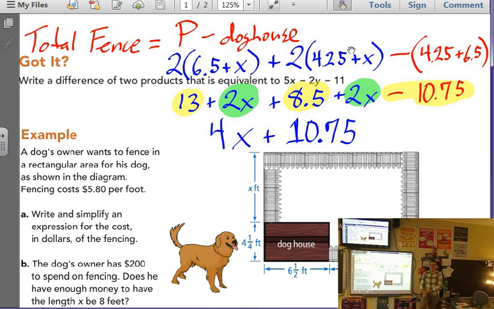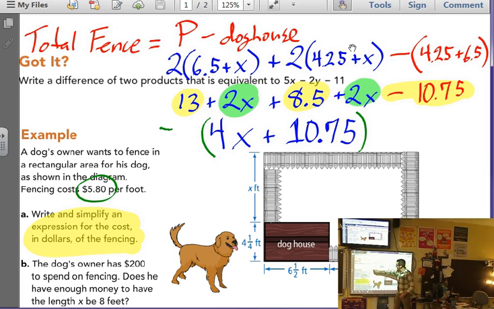This is just the fence distance. If we want to talk about the cost, what do I need to do to the length or the distance to turn it into a cost expression? Anish? Take your distance and multiply it by your price per foot. So 5.80 times that distance, that's my fence cost. We can do that for B.